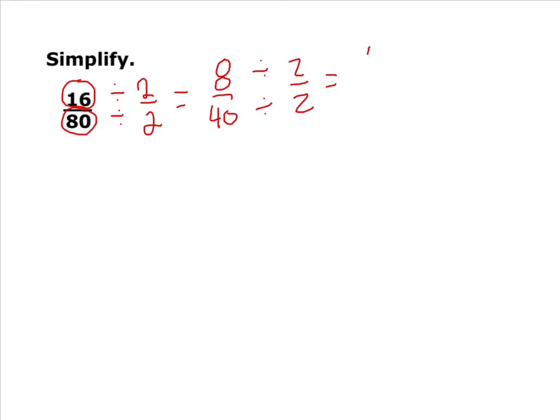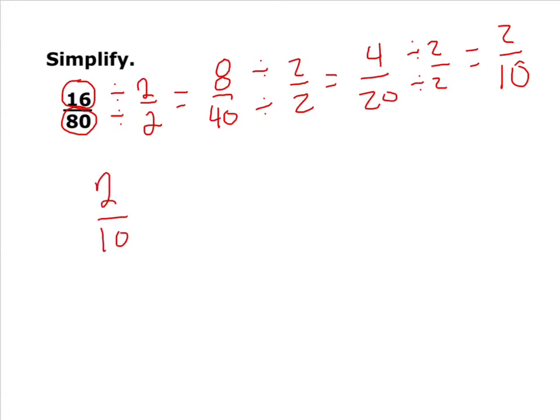Now, 8 and 40 are both even, so we can again divide both of those by 2, which will give me 4 over 20. And again, those are even, so we can divide both of those by 2 again, which will leave me with 2 over 10. Almost there, but I can divide 2 over 10. 2 will go into both of those as well, which will leave me with 1/5. And 1/5 is our answer.